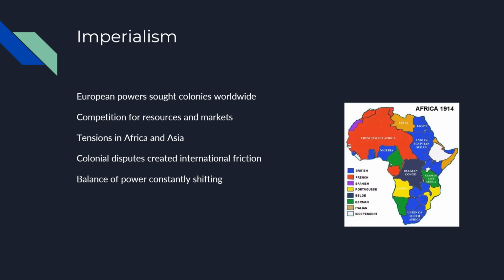Colonial disputes are also creating international friction. And so the disputes that are taking place between these European countries in both Africa and Asia are going to spill over onto the European continent. It's not just going to stay in these places. And this is especially true because the balance of power constantly is shifting.